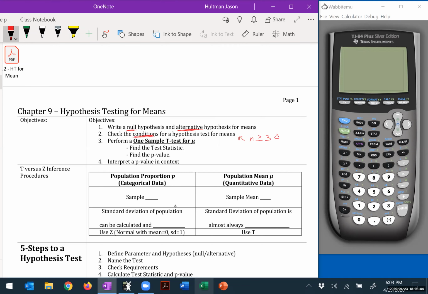Perform a one sample t-test. We're going to see how we do that on the calculator and how we would do that in StatCrunch. We want to find our p-value, and we want to compare that p-value to a significance level. Most of the time, that significance level is 0.05. If it's less than 0.05, we reject the null. If it's greater than 0.05, then we do not reject. We fail to reject.